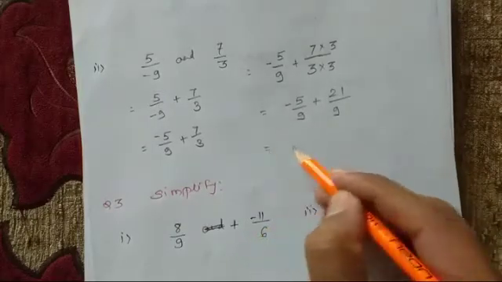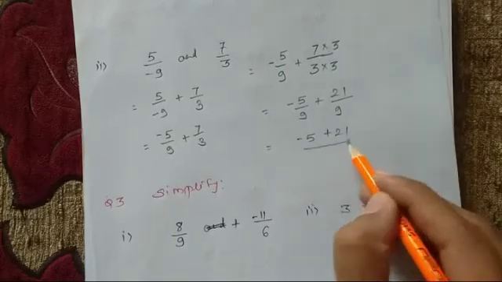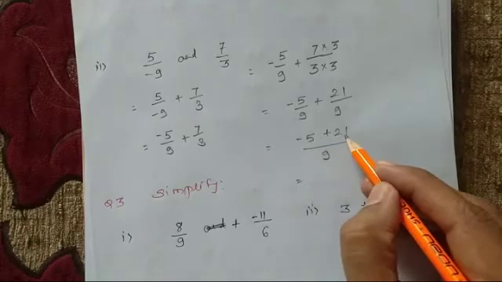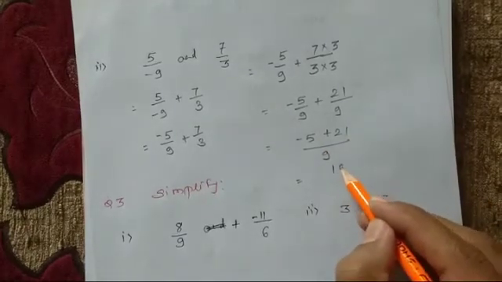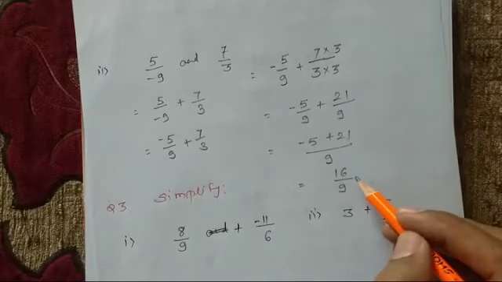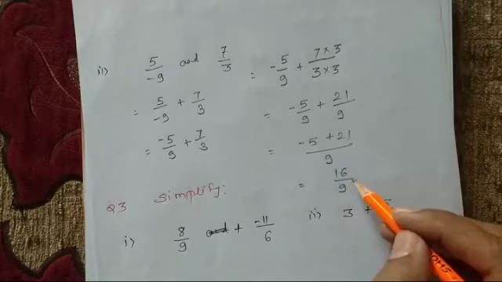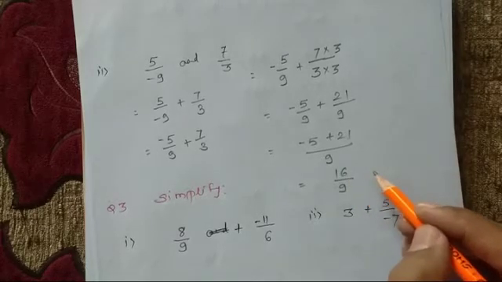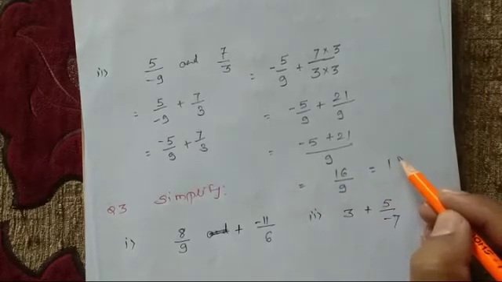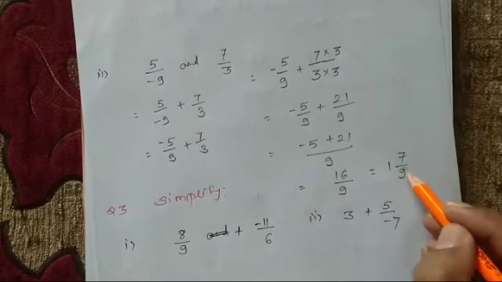Now denominators are same, we have to just add the numerators. Minus 5 plus 21 upon 9. So see here the sum of minus 5 and 21 is 16, positive 16 upon 9, and our final answer must be in simplest form. This answer is already in simplest form because there is no common factor. If you want you can convert this into mixed form. So 16 upon 9 means 9 ones are 9, remainder is 7, divisor as it is, so the answer is 1 as an integer, 7 upon 9.